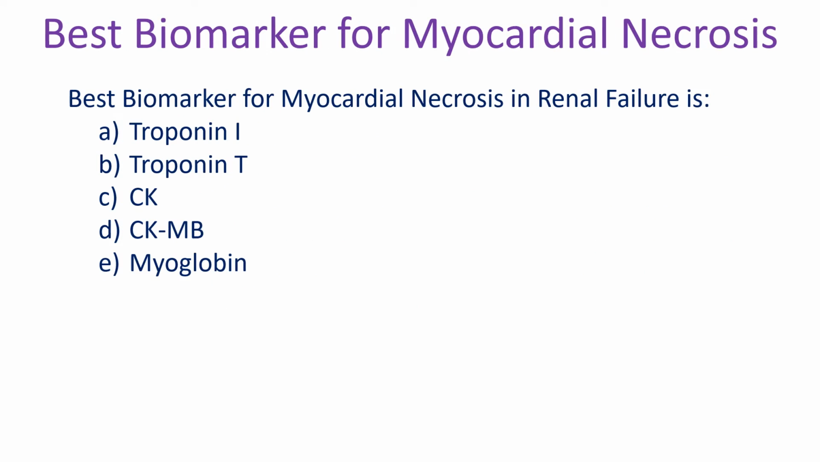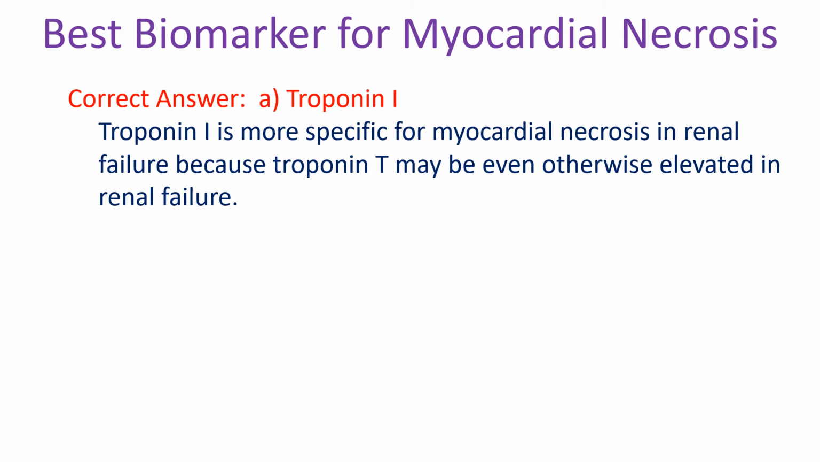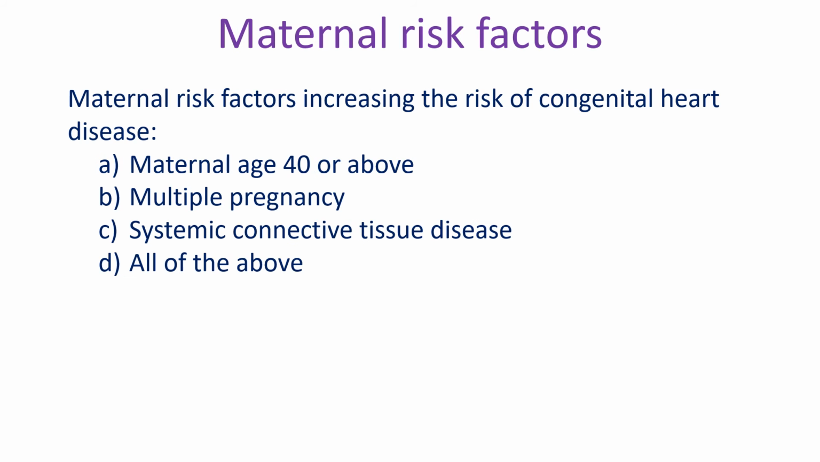Best biomarker for myocardial necrosis in renal failure is: A. Troponin I, B. Troponin T, C. CK, D. CKMB, E. Myoglobin. Correct answer A. Troponin I. Troponin I is more specific for myocardial necrosis in renal failure because troponin T may be elevated even otherwise in renal failure.